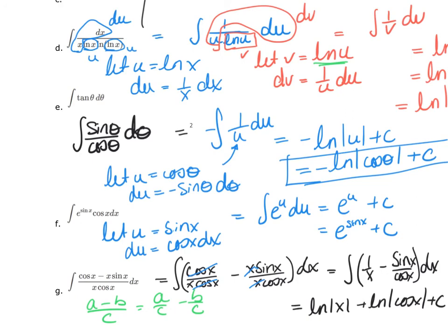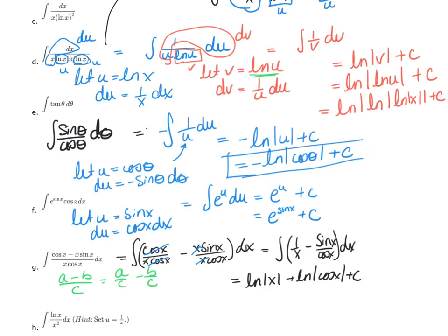Does anyone have any questions for me on these? Anything at all? The question is, why is it that when I have sine x over cosine x, why does it become the natural log of the absolute value of the cosine?